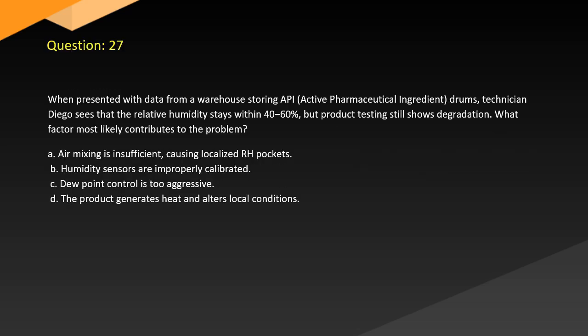Question 27. When presented with data from a warehouse storing API (active pharmaceutical ingredient) drums, technician Diego sees that the relative humidity stays within 40-60%, but product testing still shows degradation. What factor most likely contributes to the problem? A. Air mixing is insufficient, causing localized RH pockets. B. Humidity sensors are improperly calibrated. C. Dew point control is too aggressive. D. The product generates heat and alters local conditions.